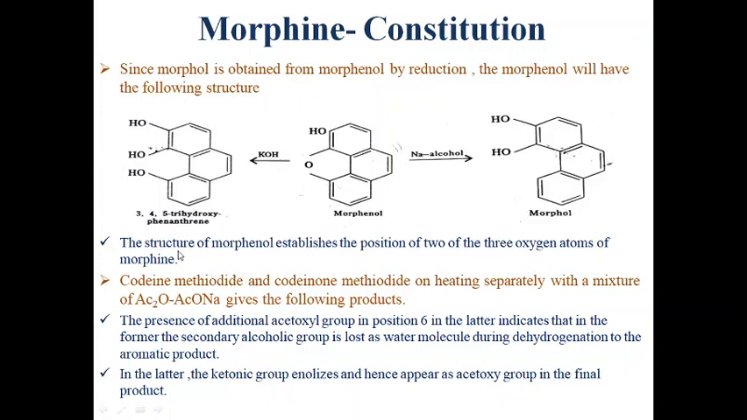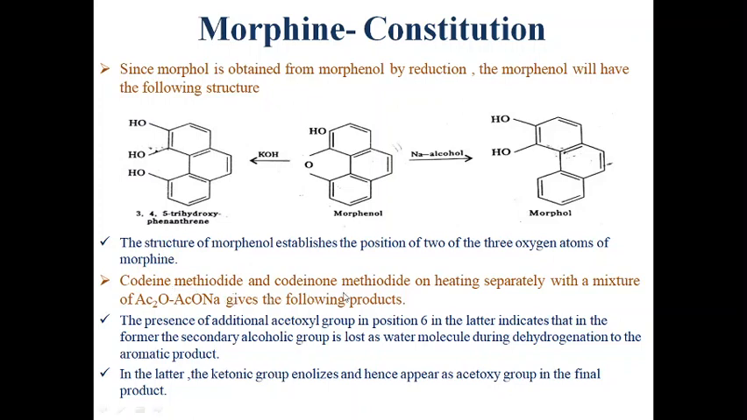The inference drawn from this is that the structure of morphinol establishes the position of 2 of the 3 oxygen atoms of morphine. One is at the 3rd position and the second is the ether linkage between C4 and C5. Next is how to determine the nature, or the position, of the 3rd oxygen atom. We have already studied the ether linkage, and one more hydroxyl group is left to be revealed.